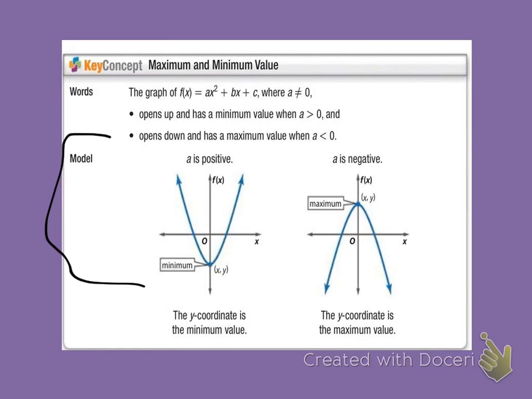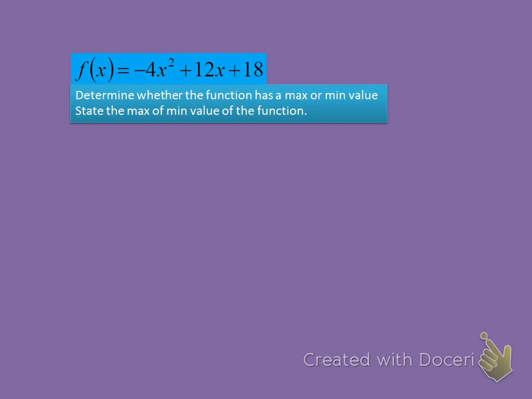So where this leads into is asking this: determine whether the function has a max or a min, and then find it. State it. Leads into this last one. Determine whether the function has a max or a min value, and then state it. So basically, you find your vertex, which is how do you do that? First step is negative b over 2a, and then you plug that in.